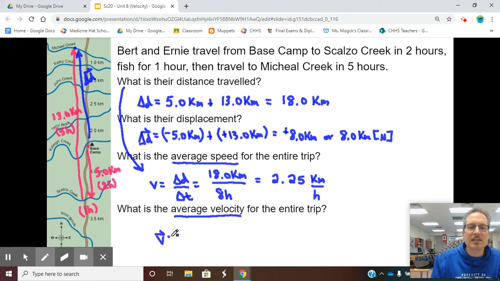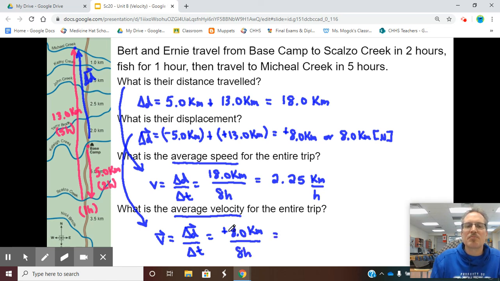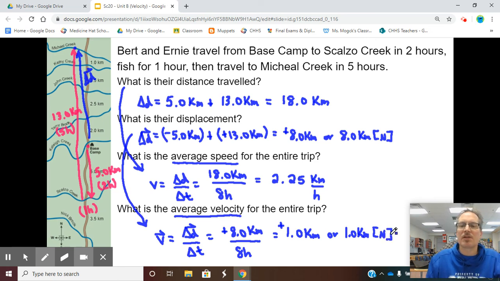Now, that is going to be very different than finding average velocity. Remember, velocity is dependent on displacement. So we're going to use the displacement over time. So I'm going to put in positive 8.0 kilometers over the time of the entire trip, which is still 8 hours. Positive 8 divided by 8, this is going to be 1.0 kilometers, positive, need a direction, or 1.0 kilometers north for the velocity. Ooh, I goofed. Let's put the correct units in here. Kilometers per hour. Good thing I checked my work.